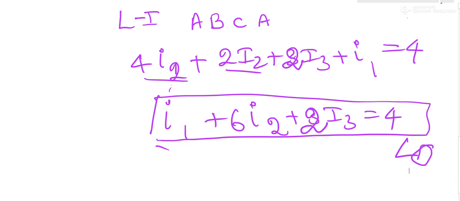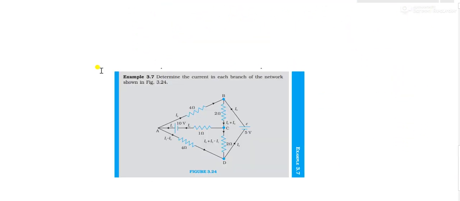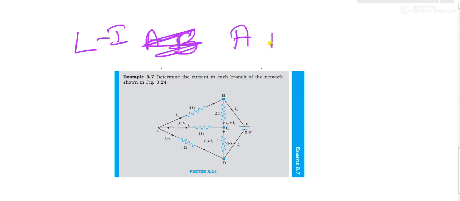Okay, again I am going to take equation 2. See here, I have taken equation number 2. The loop I have taken as loop 2, it is A B A D C A. So A D C A, this is the path I have taken.